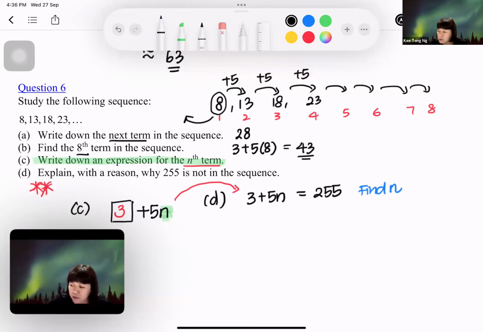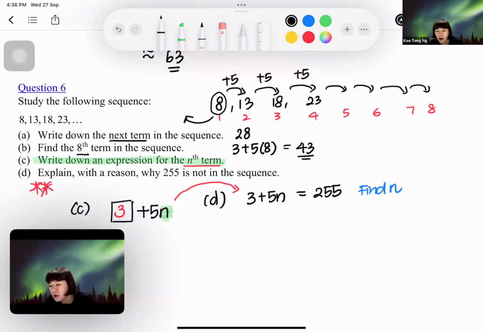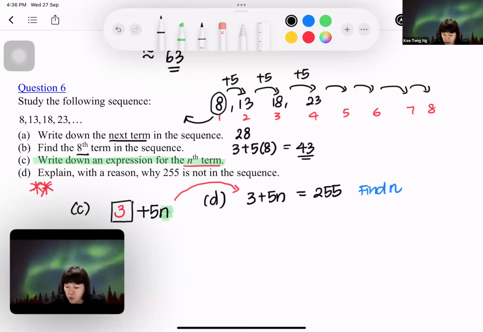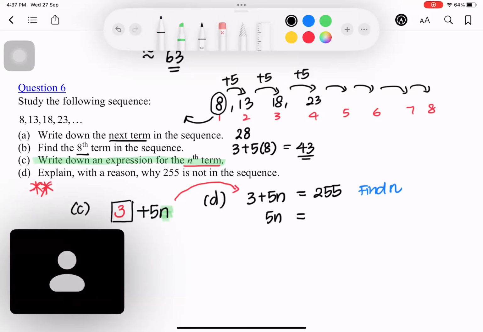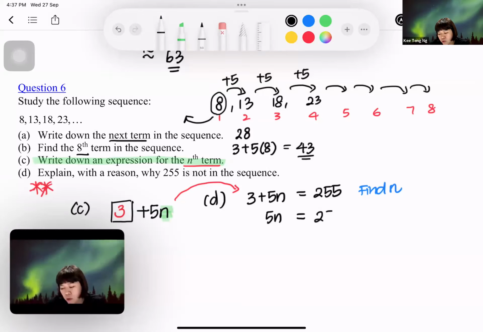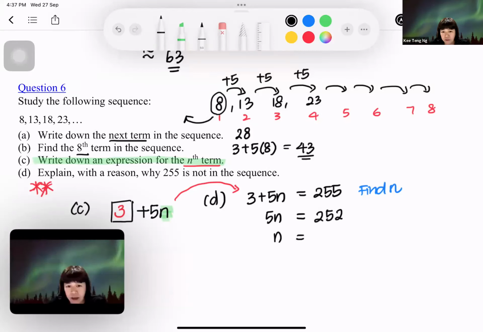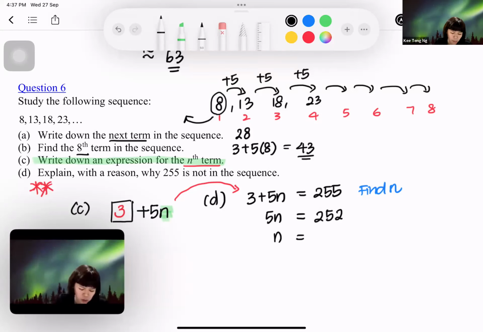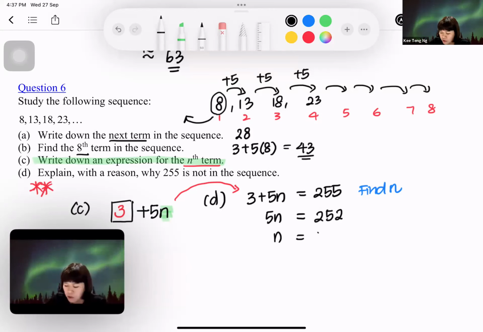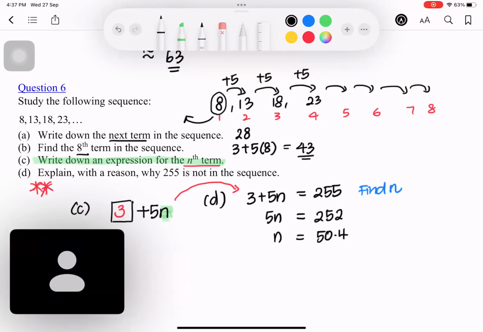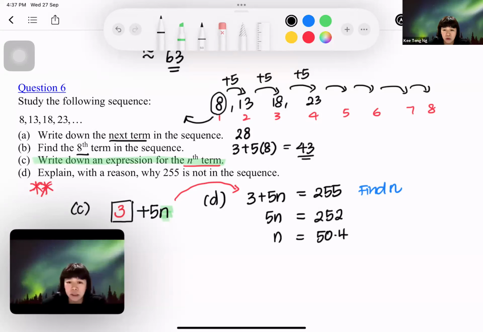Solve for n first. Okay, next person asks, Ariane, how do I get 5n? I don't want the 3. Ariane. Hi. Yes. That's Ariane, minus 3. Yes, minus 3. So what do you get? 252. Thank you. Then how do you get rid of 5? Divide by 5. Thank you. Okay, 252 divided by 5, we get the number 50.4.